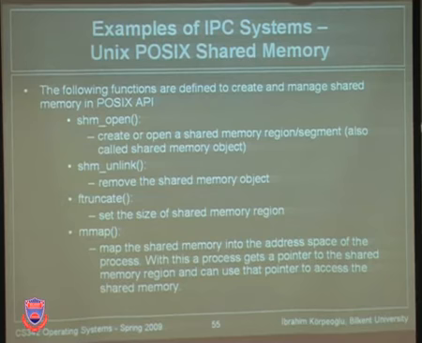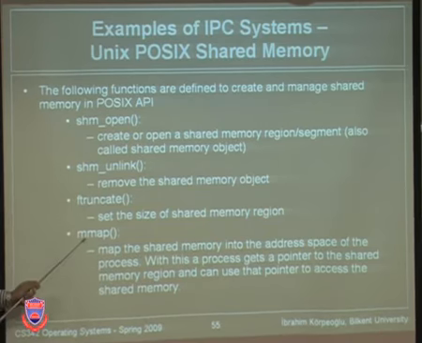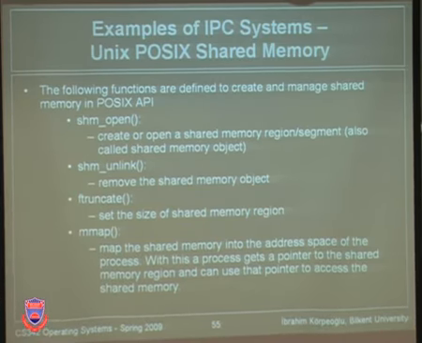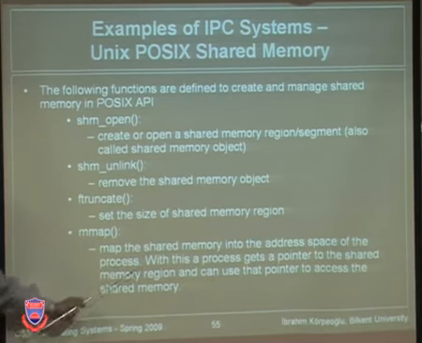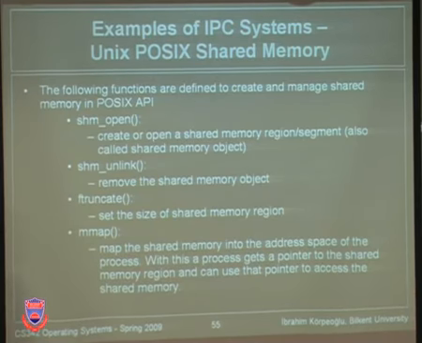Hence, the first address returned by mmap is the start address of the region in your address space to where the shared memory is mapped, okay? Then, with that pointer, you can access the shared memory. So mmap maps the shared memory segment into the address space of the process that calls it. Several processes, 10 processes, can call that and obtain a pointer which they can use to access the shared memory, okay? With this, a process gets a pointer to the shared memory region and can use that pointer to access the shared memory region, all right?